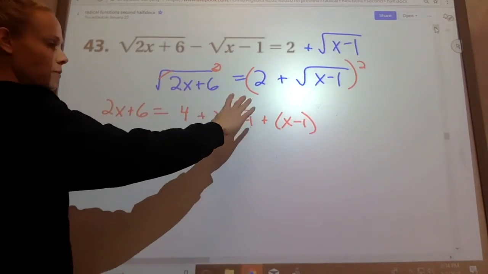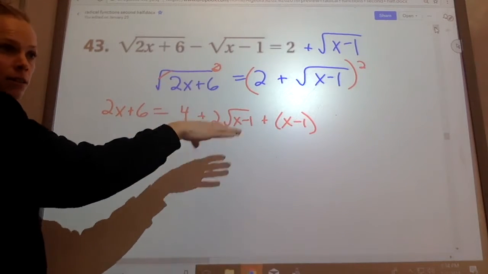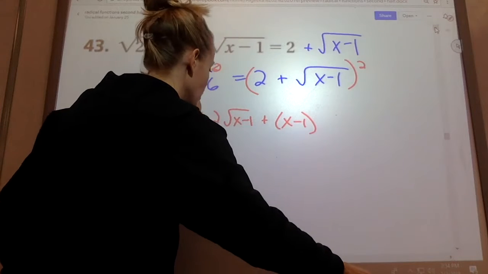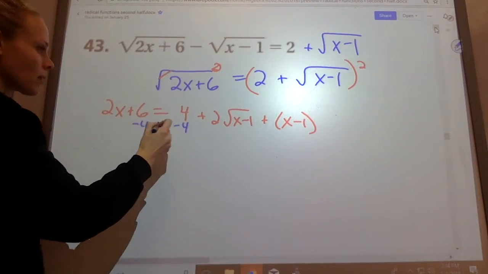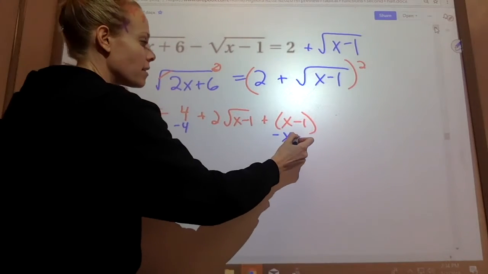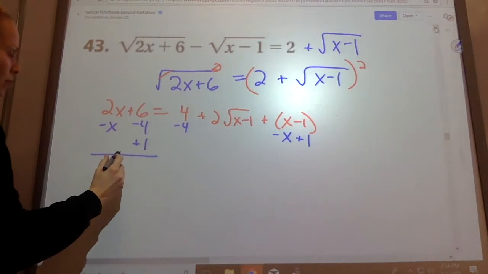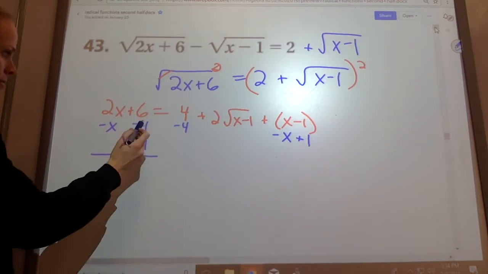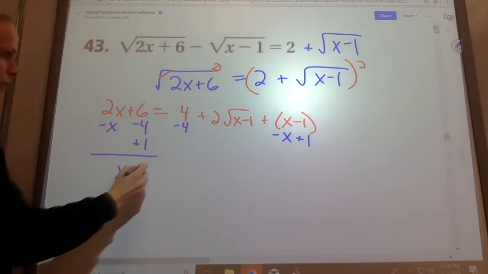And like we talked about before, now I need to isolate this radical, just like I did in the beginning. So let's subtract the 4 over, subtract this x over, add this 1 over, so I get x. 6 minus 4 is 2, 2 plus 1 is 3.